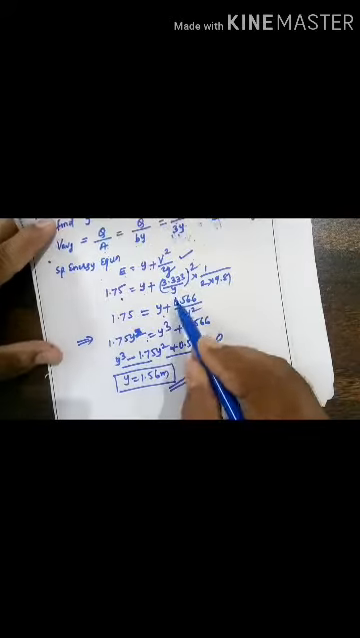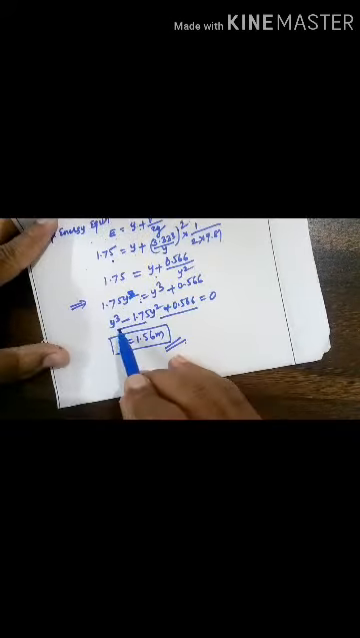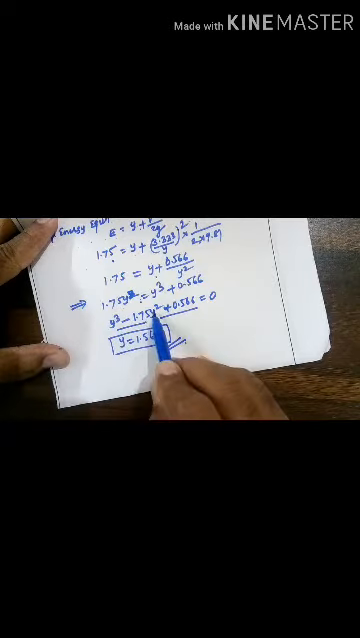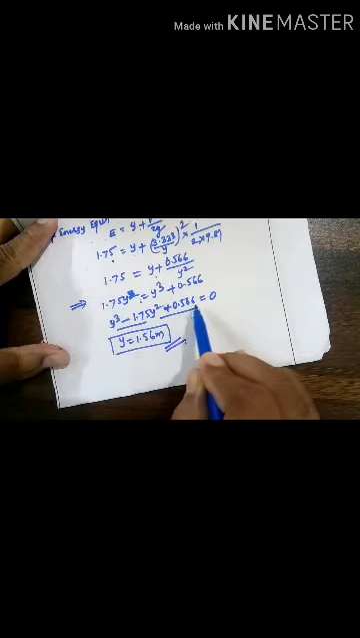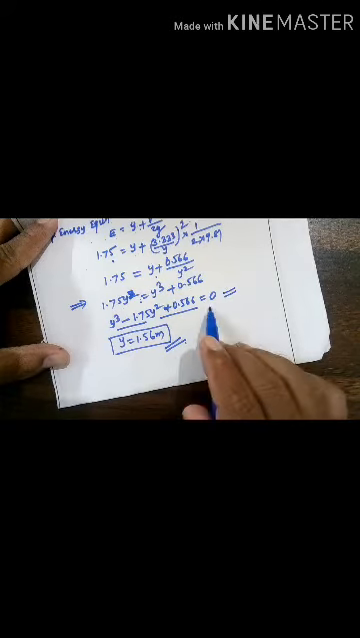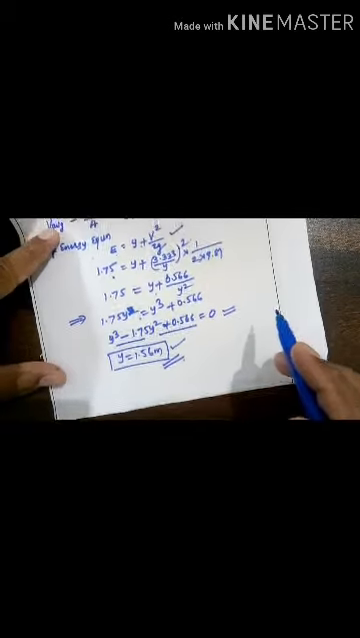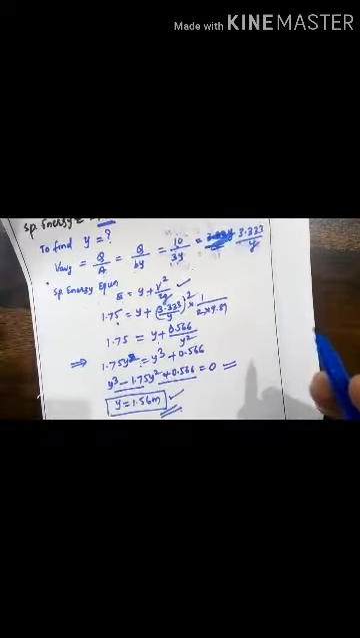When you substitute here and simplify, you will get this algebraic equation, that is y cube minus 1.75 y square plus 0.566. You can solve this equation by trial and error method. If you solve by trial and error method, you will get the depth of flow in a general section as 1.56 meter. Or else you can use a calculator.